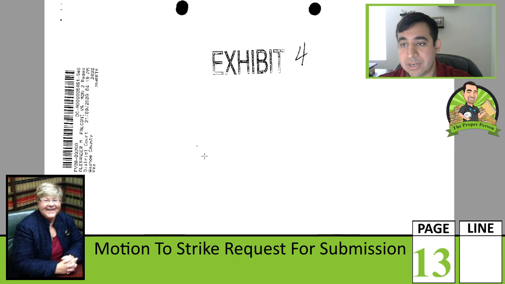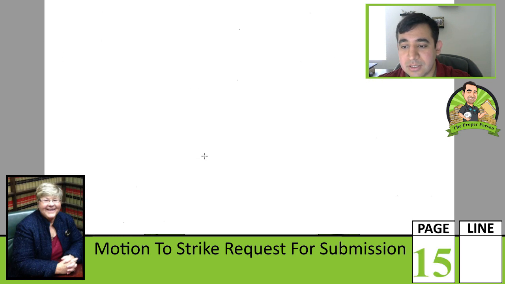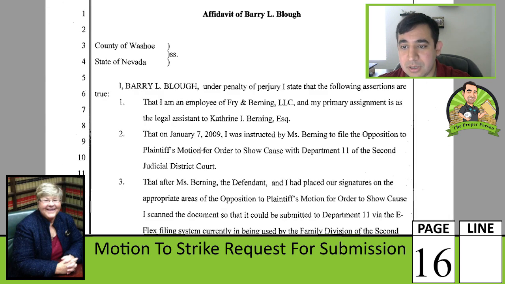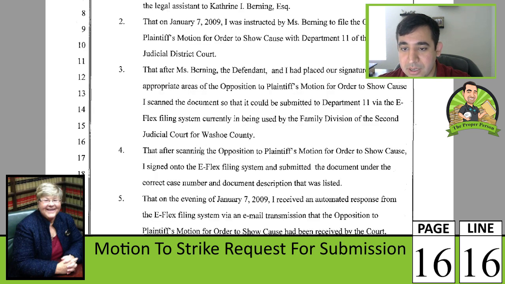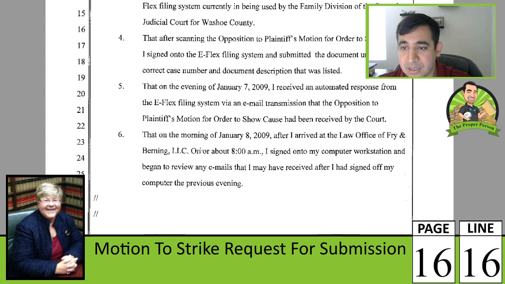So we got Exhibit 4 here. So this shows that she tried to file her opposition again on the 8th. And this here is the affidavit of the employee. Well, let's see what he's saying here. He was instructed on January 7th to file the opposition. He scanned the document so that it would be submitted. He scanned the opposition into the system. He received an automated response from the system.